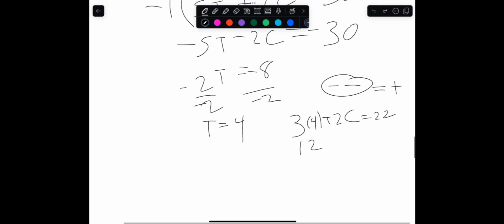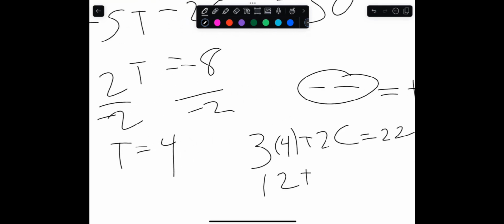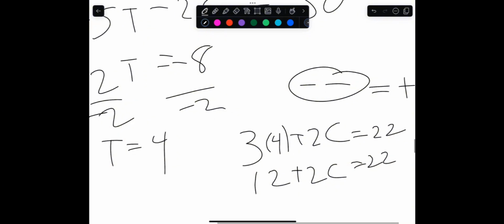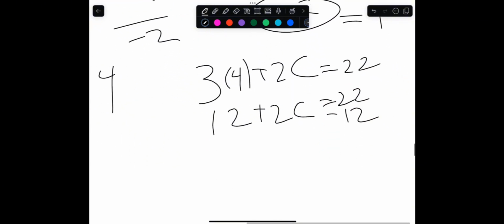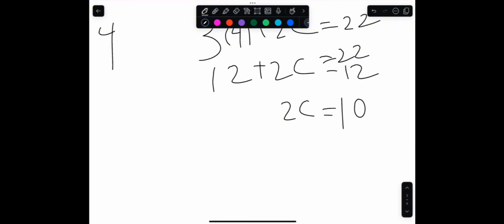And now here, you're just going to substitute it for the t, and then you should end up with this, which we will now do as a two-step equation, with negative 12 on it. So you're going to do negative 12 on both sides, and then 2c equals 10. You're obviously going to divide to get rid of the coefficient, which should end up with c equals 5.